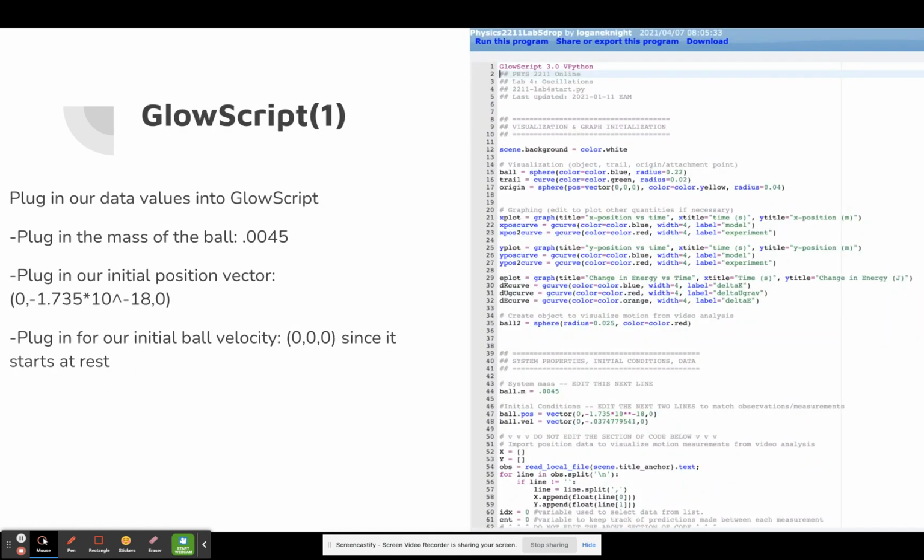For GlowScript page 1, I plugged in the mass of the ball, the initial position vector, and the initial velocity. For my GlowScript code, I actually used the code from lab 4. I just edited this to now reflect a dropped object and not a spring.